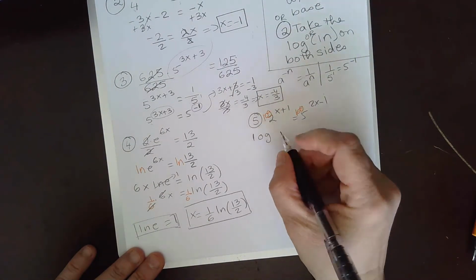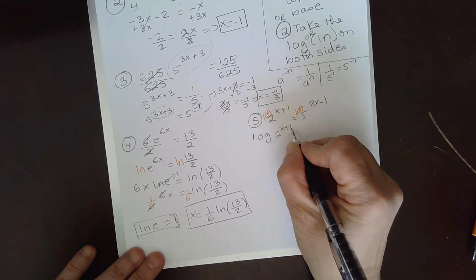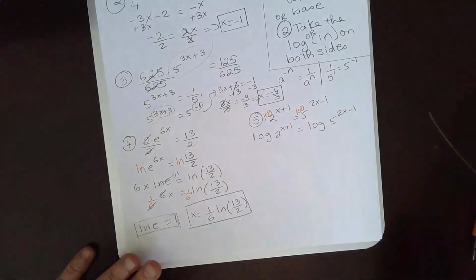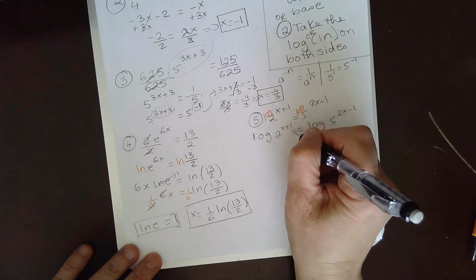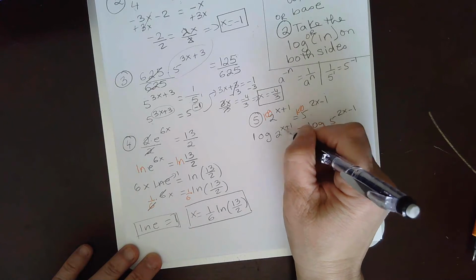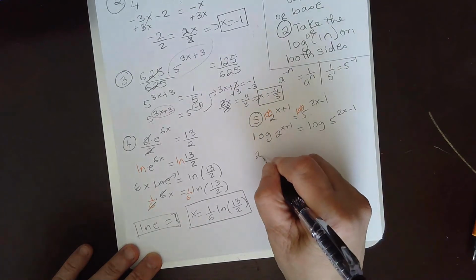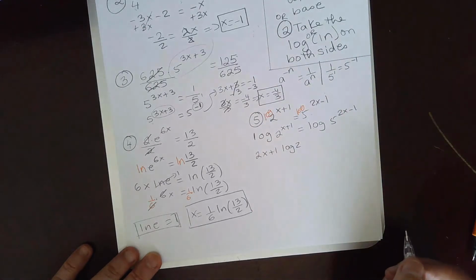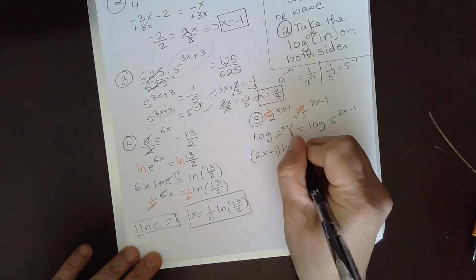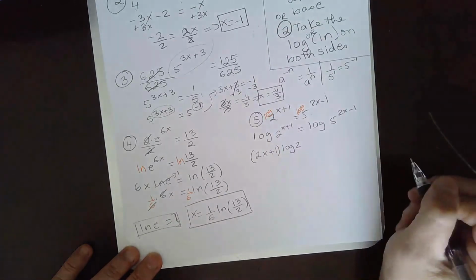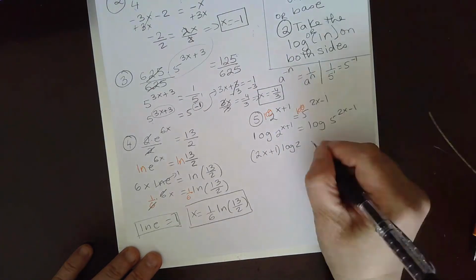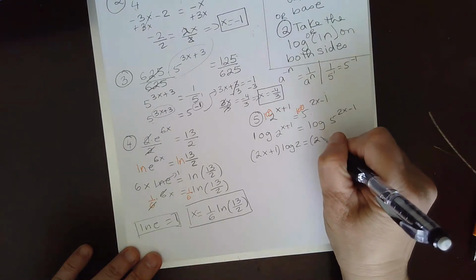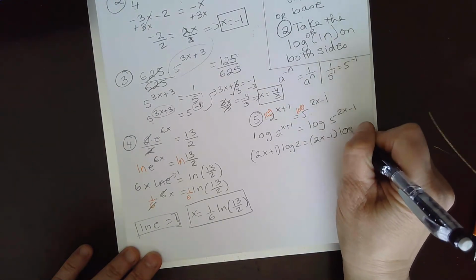So you have log of 2 to the x plus 1 equal to the log of 5 to the 2x minus 1. Okay, now we will bring down the power here. That's x plus 1 times log 2. Please make sure you have parentheses. The whole power is multiplied by log 2. The same thing applies on the right side of the equation. You bring down 2x minus 1, times log 5.